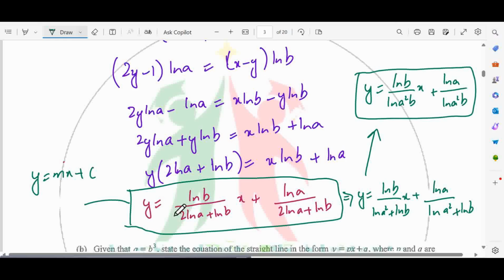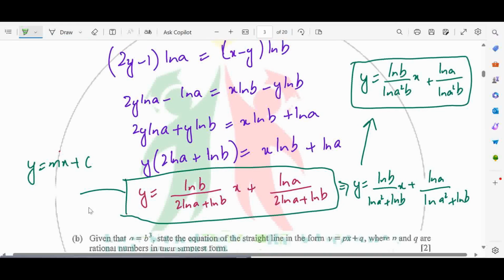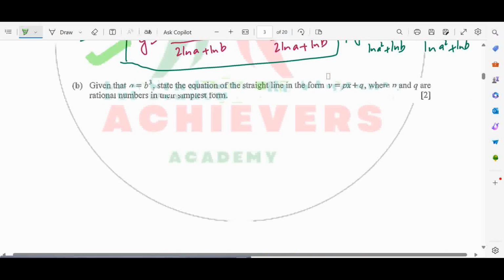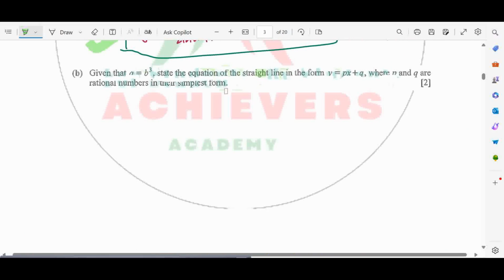So it is totally up to you. If you have done the question till here, you will still get full marks. And if you have simplified it, you will still get full marks. Let's move to the next one, part B.